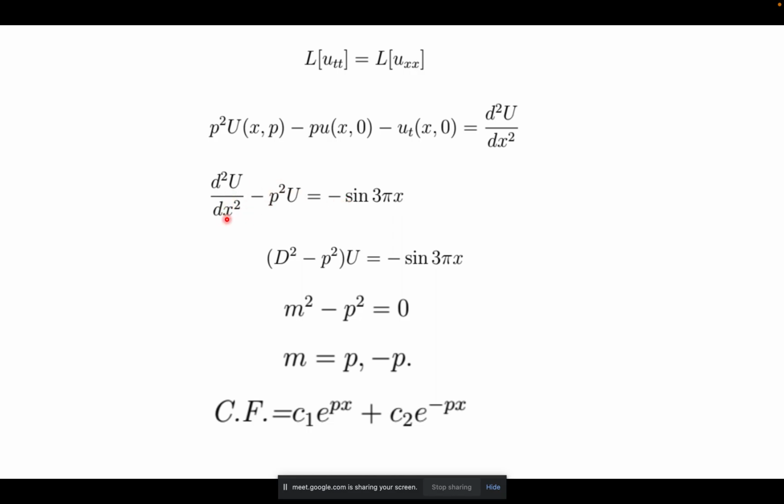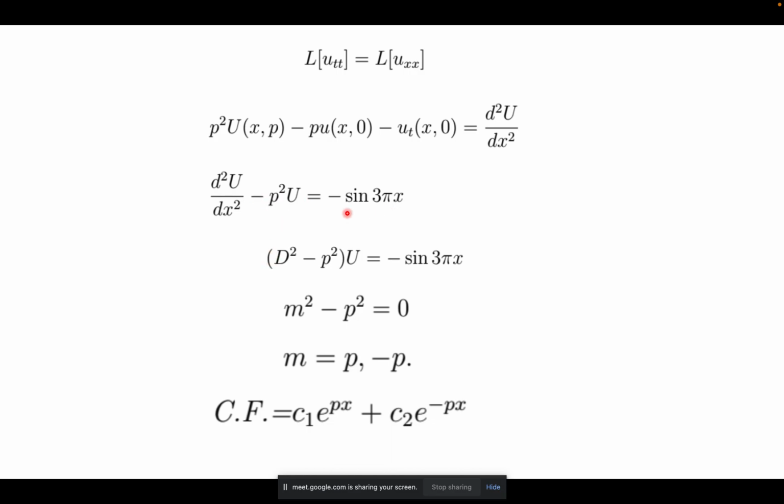Sir, one small doubt. Minus sine 3 pi x, how, sir? Okay, so just see the right hand side. If I take d square u by dx square, then I am bringing this first term to the right hand side, so it will be minus p square u. And this term is on the left hand side only, so it will be minus times u_t at x of 0. Got it? Okay. Understood.